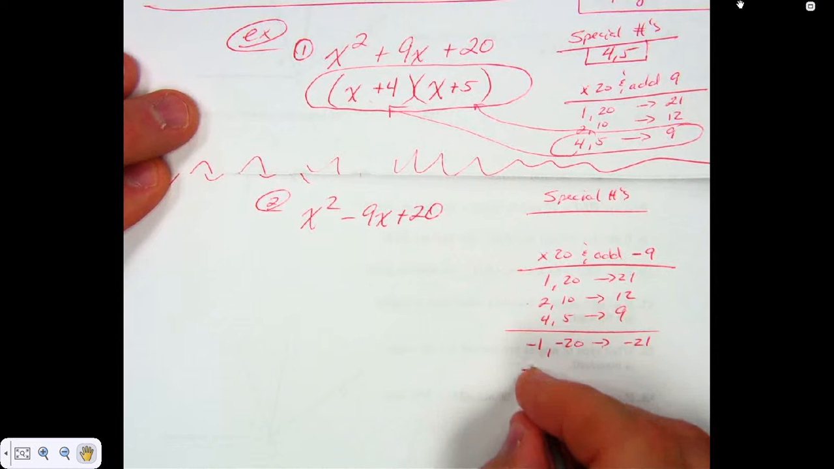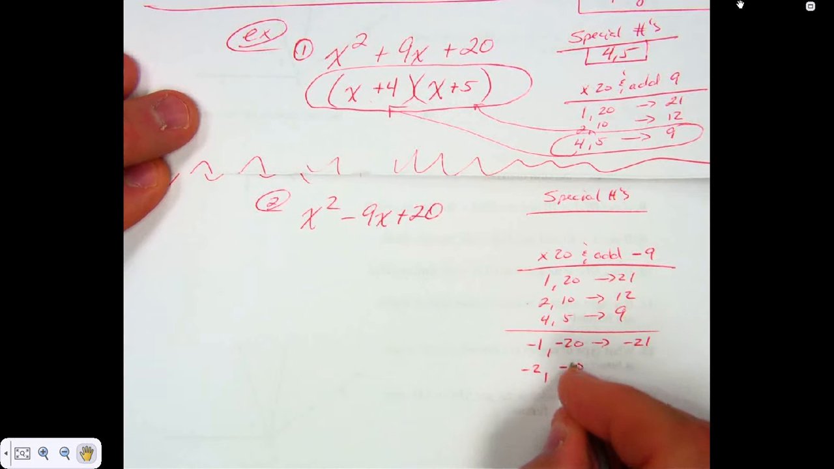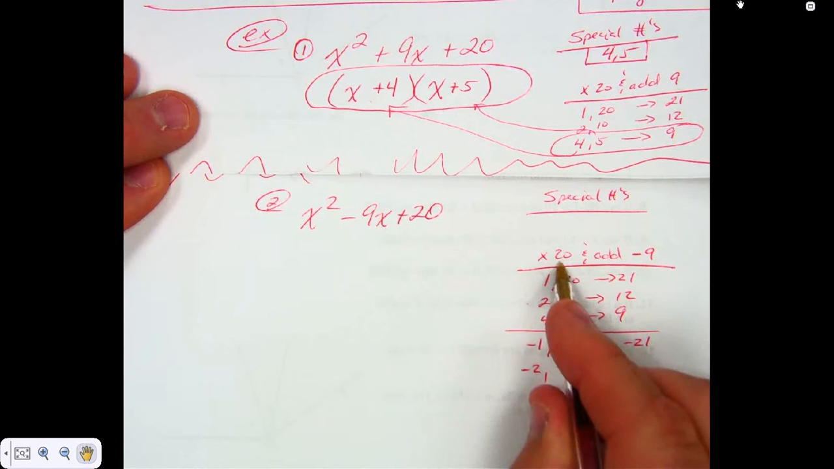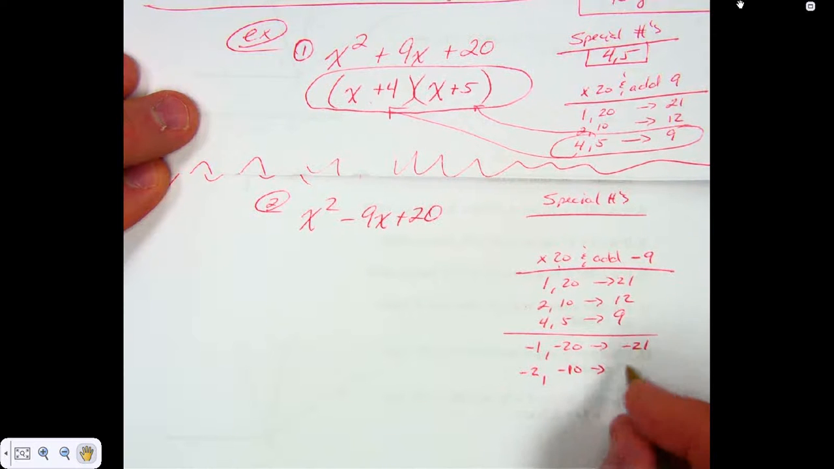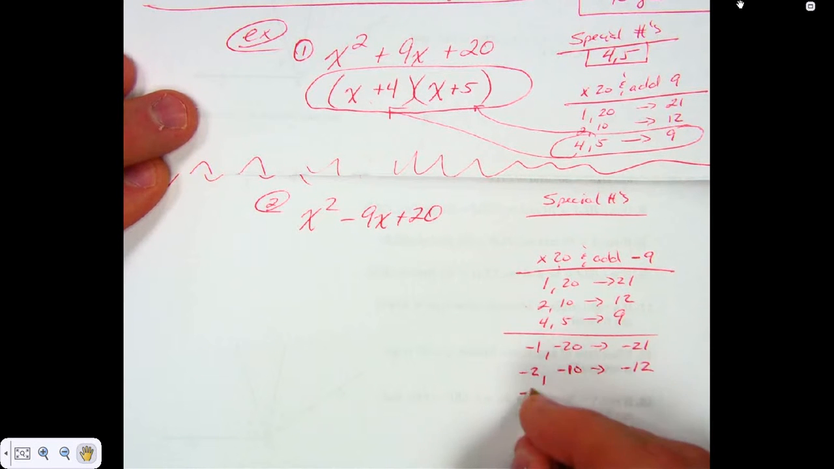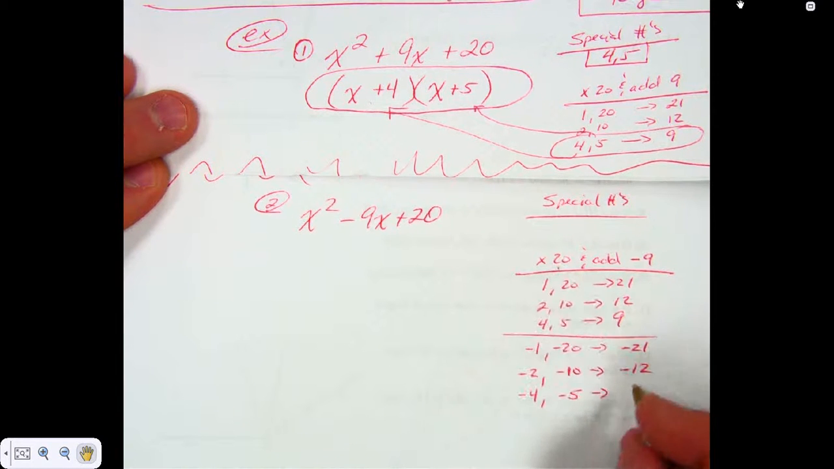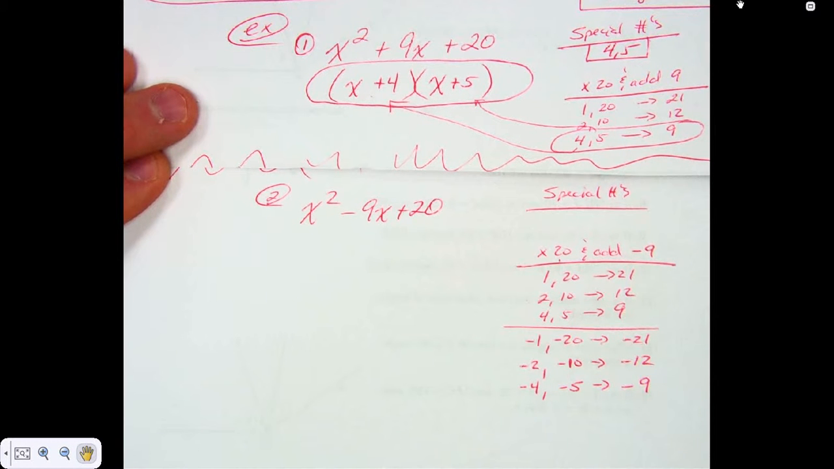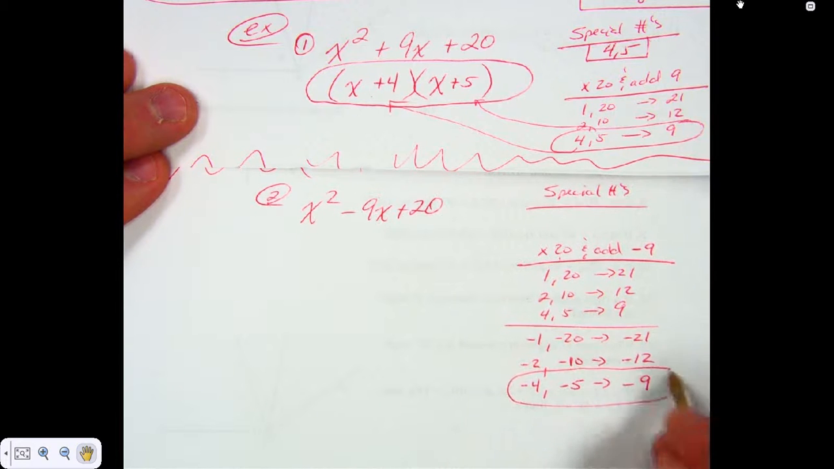At the same time, a negative 2 times a negative 10 would be a what? Positive what? 20. And they would add to a negative what? 12. And then a negative 4 times a what? Negative 5 would give me a what? Positive 20 and would add to a what? So those are actually all the factors there. Does any one of those now work? This one right here, right?